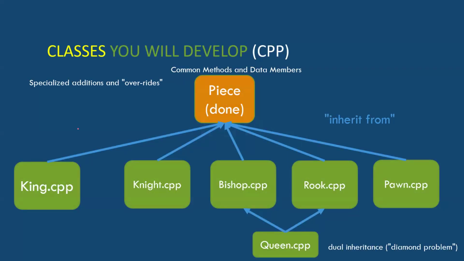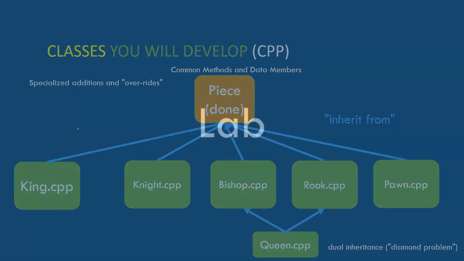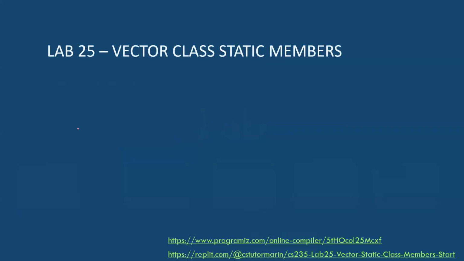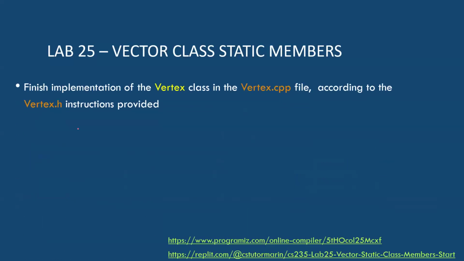So that's a look out. 2 weeks ahead, we will talk about inheritance. For the moment, we're just going to exercise our new understanding of statics with our lab. So let me flash this one at you real quick and let you get on with it. All we want to do is finish the implementation of the vertex class according to its .h file. If we see statics in the .h, we need to do the correct thing in our .cpp file, okay?